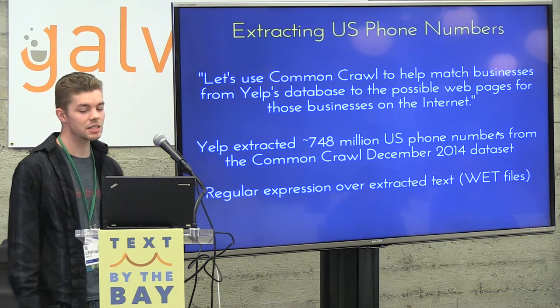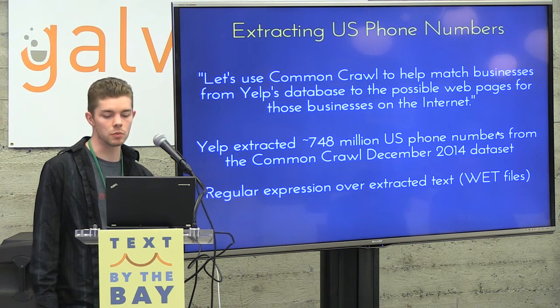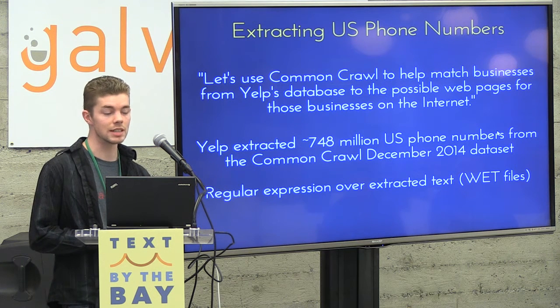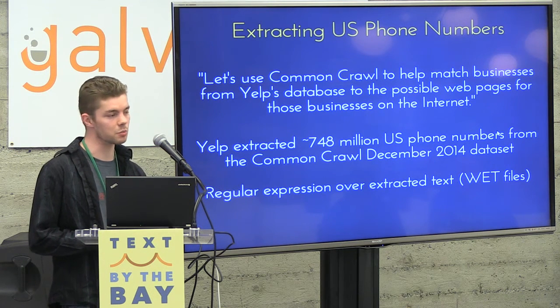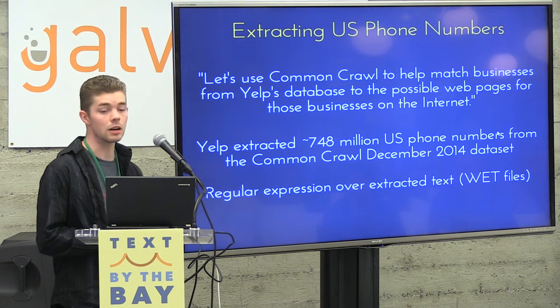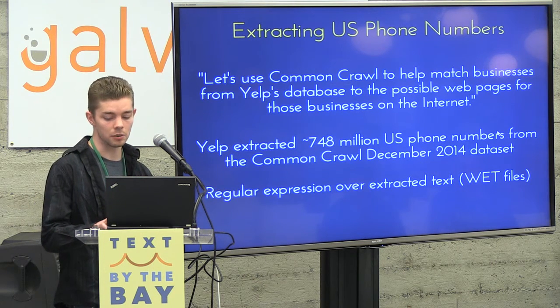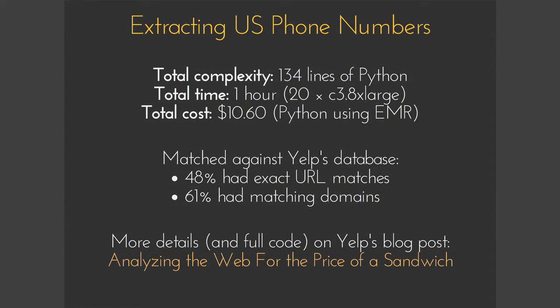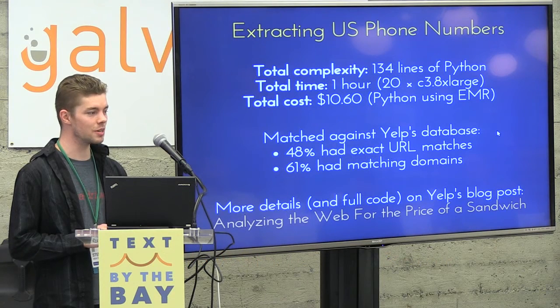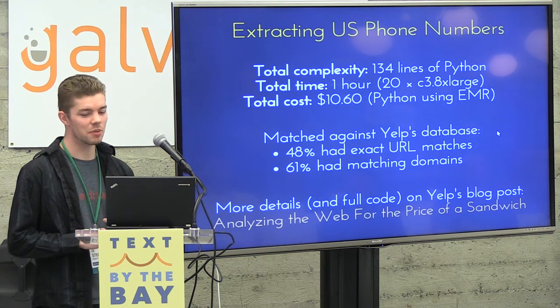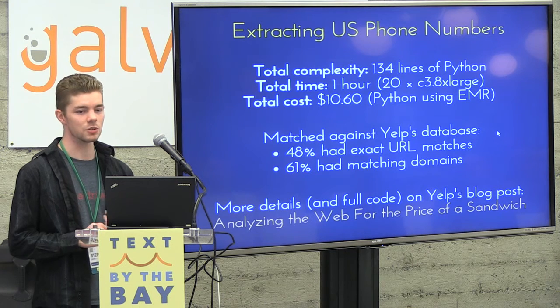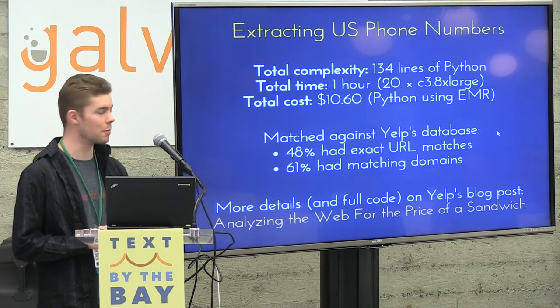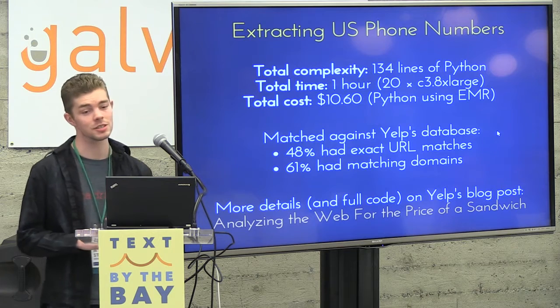So in the end, they extracted 748 million US phone numbers from the Common Crawl December 2014 dataset, and that was just done using regular expressions over the extracted text format itself. So really quite a simple programming job. So simple, in fact, it was 134 lines of Python. The total time for that as well was only 1 hour. They used 20 C3 8X large machines on AWS. Yes, scarily large machines, but 20 of those for an hour, if you're, say, using spot instances, is really quite a small amount. In fact, it's only about $11.